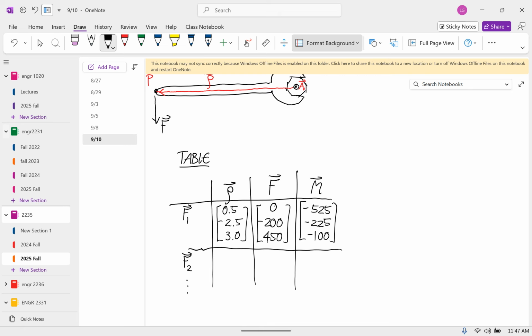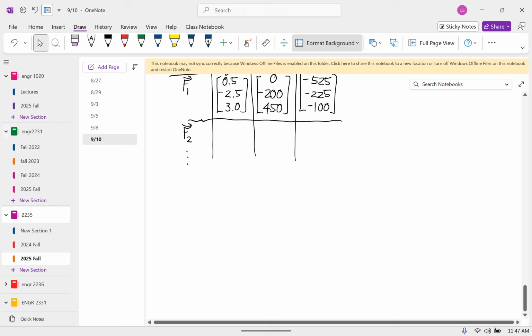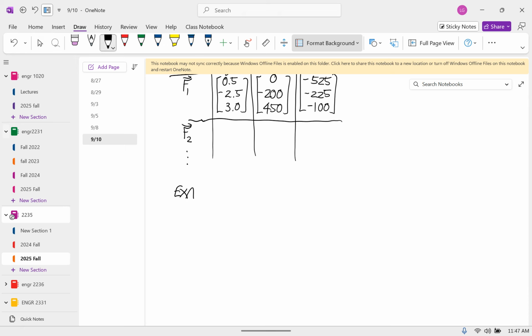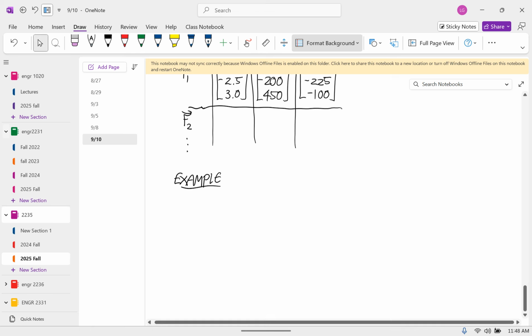All right, let me do one. Do I have time for this? Let's try. I'll stop if we run out of time. So let's do an example. I'm going to give you a free body diagram, and we're just going to fill out the table and calculate the total moment. So the free body diagram looks like this.